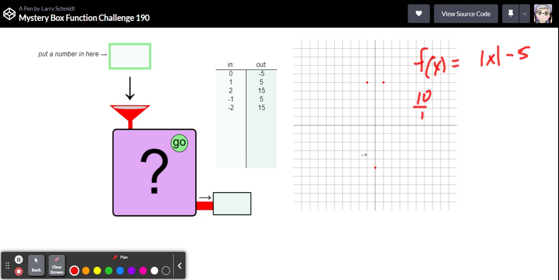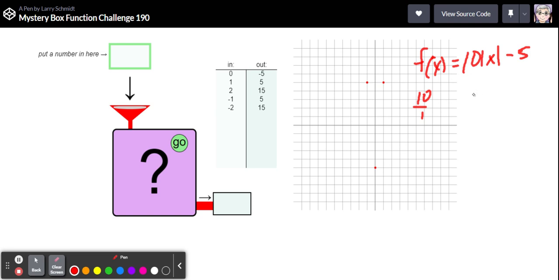I know this is going to be a positive 10. I mean, if I had figured out the slope on this left side, it would have come out as a -10 for the slope. But I know the multiplier is going to be positive because this is an absolute value function that opens upward, and those are always positive. So I think that's our function. Maybe we should test it, though.